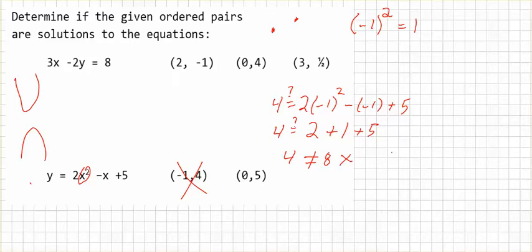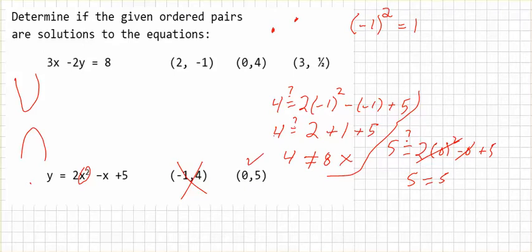So the last one is 0 comma 5, I'm sorry. So y equals 5. So let's just, x equals 0. We can see that 2 times 0 squared is 0 minus 0. So again, we wanted to see whether or not that was equal. So this is 5 does in fact equal 5. So this last data point does fit the solution, so it actually is on the line.